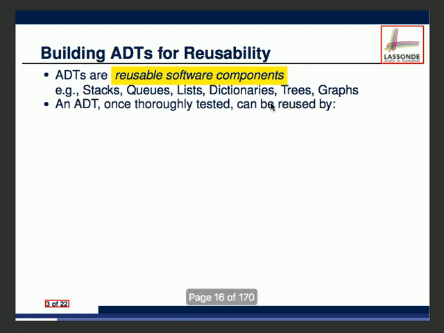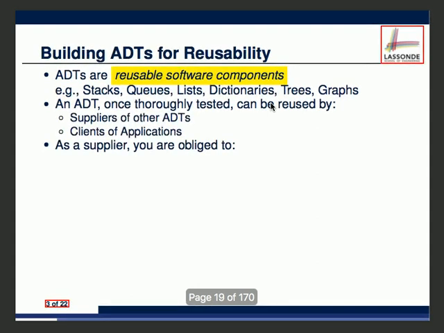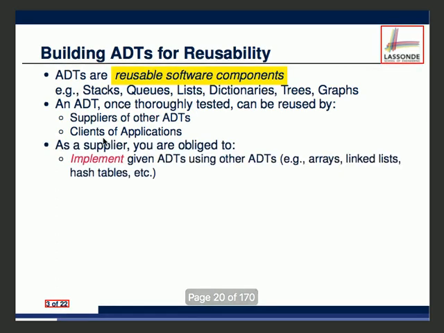Okay, and now as a supplier, you may want to use some other ADTs that have been built for you. For example, array is an ADT, linked list is an ADT, right? So you can use them. And also, if you're simply trying to build out some application, you can also reuse the ADT. Okay, so now as a supplier, you should really implement using the efficient data structure.